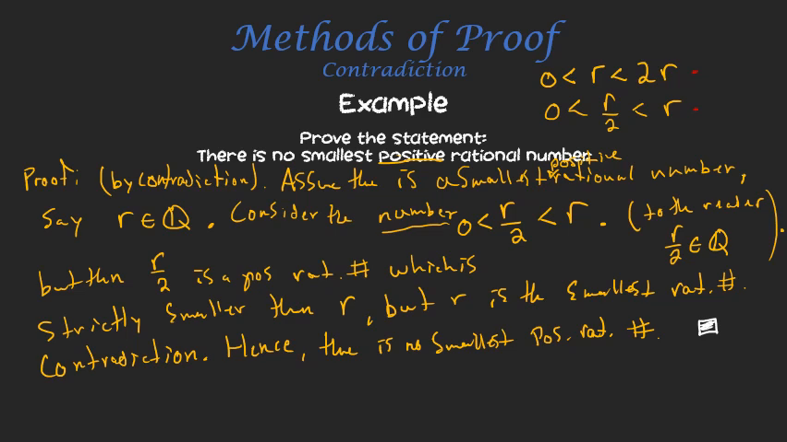Now, I'll say one thing here about generalizing. What if the statement was about real numbers rather than rational numbers? How would I have to change my argument to make that work? Would the statement still be true? Is there no smallest positive real number? That is true. There's no smallest positive real number.